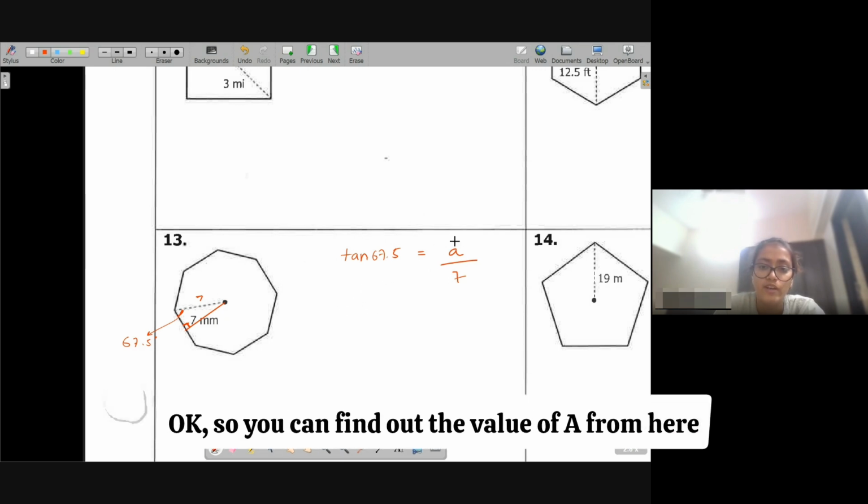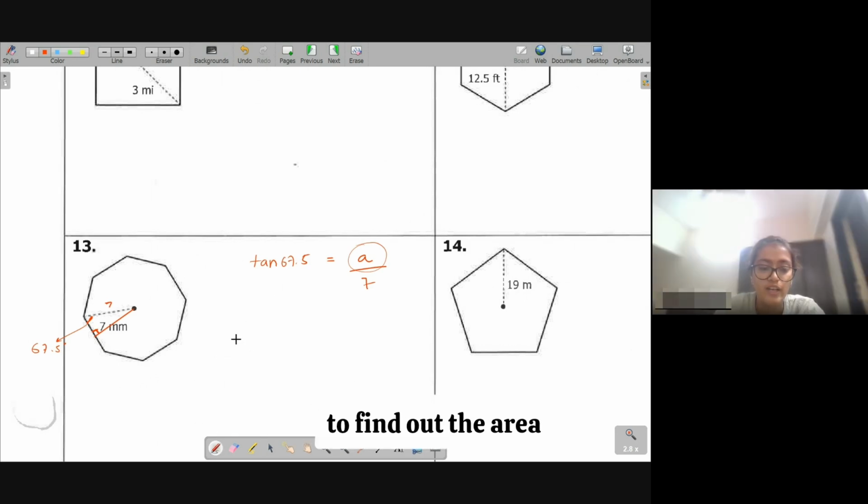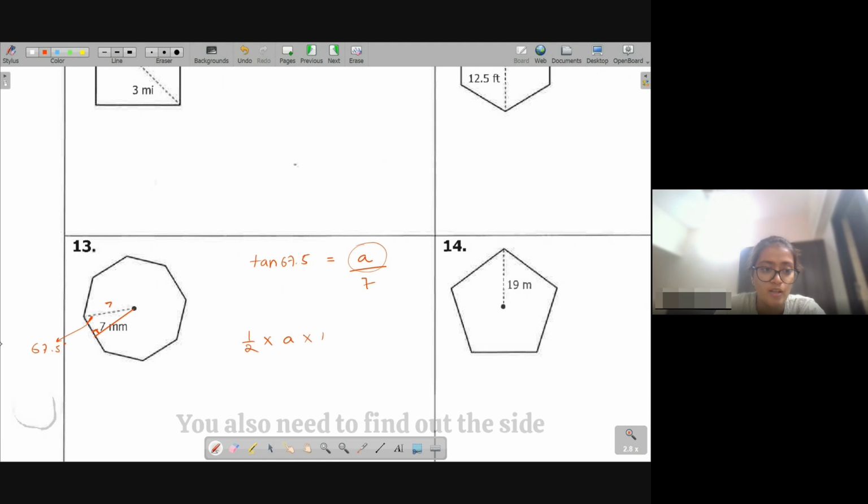So you can find out the value of A from here, and then to find out the area, you can use 1/2 times A times perimeter. You also need to find out the side, one of the sides.